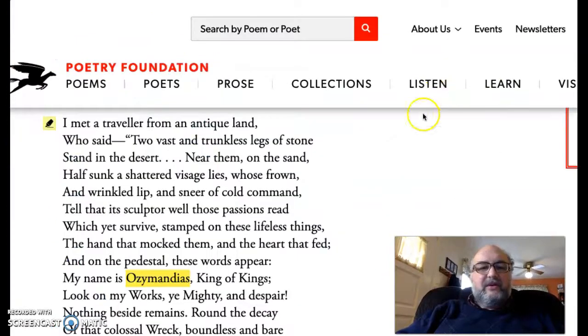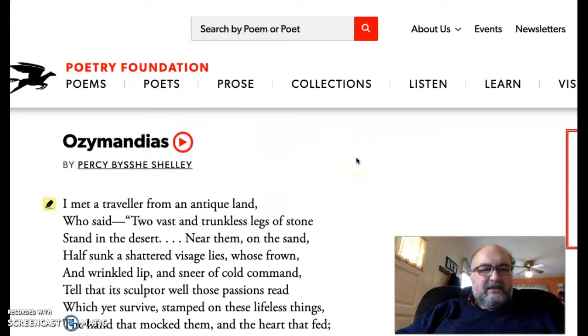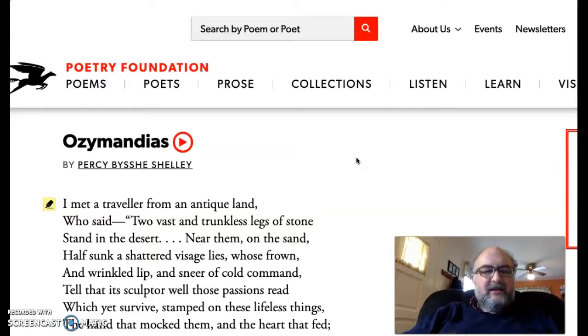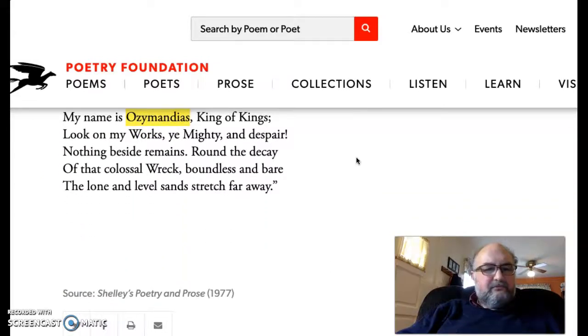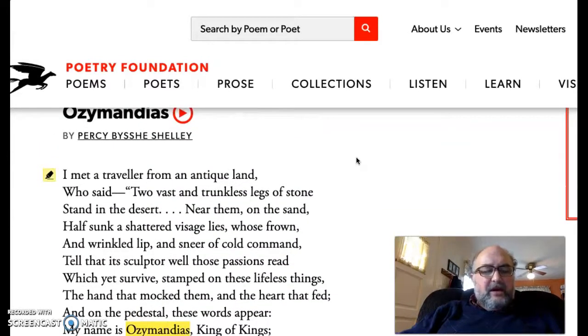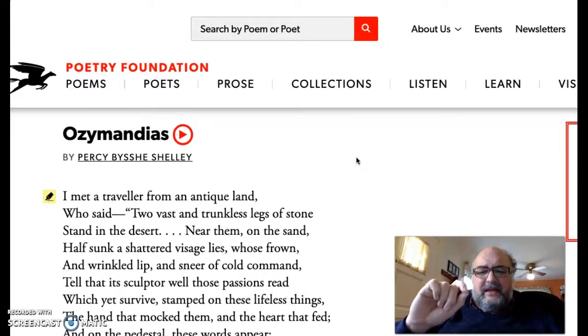Okay, so the first thing we're going to do is figure out what the title In an Antique Land means. It comes from a sonnet by Percy Shelley from, I don't know, probably 1805, something like that, 1810 maybe. I met a traveler from an antique land. Remember, 1798, Napoleon. And so here we are in the next 15, 20 years. We've got Percy Shelley writing poems about the Egyptians.